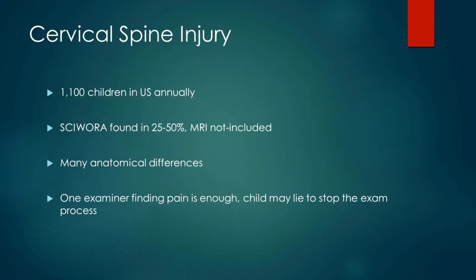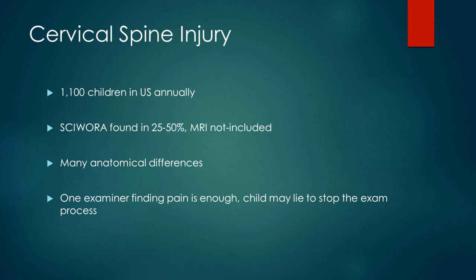So, cervical spine injury, 1 in 100 children in the U.S. annually. There's this spinal cord injury without radiologic abnormality, found in about 1 in 4 to 1 in 2. MRI is not included. Kids have many anatomical differences, bigger heads, makes their neck injuries more significant.